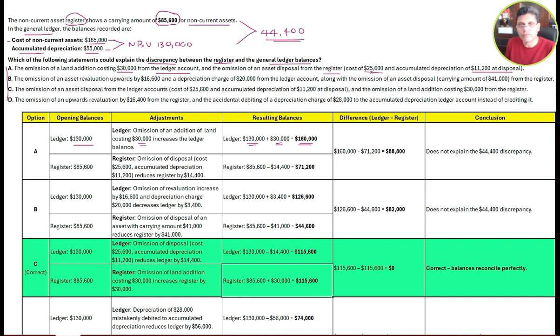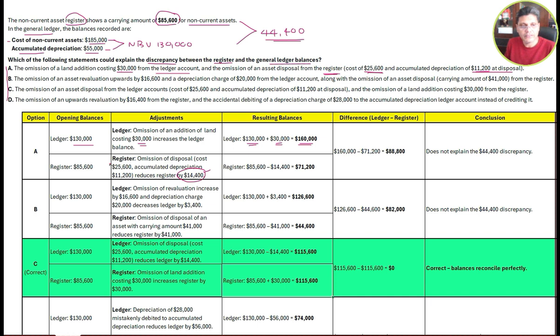now the cost of the asset is 25,600 and the accumulated depreciation is 11,200. So therefore the difference is 14,400. Now since this disposal is omitted from the register, the balance is overstated. So in order to correct that, it should be reduced by 14,400. The register balance should reduce by 14,400.